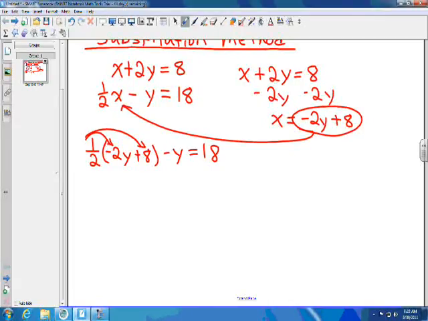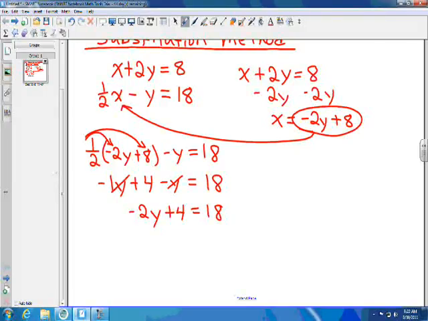So we distribute the 1/2 in. 1/2 times -2 would be what? Half of -2. -1y. And half of 8 is 4, minus y equals 18. This is all algebra. This is just adding and subtracting like terms, getting variables by itself, solving equations. So, can we simplify anything over here? We have like terms. So we can do -1y minus y, which is -2y plus 4 equals 18.